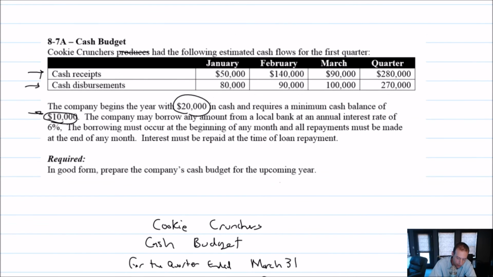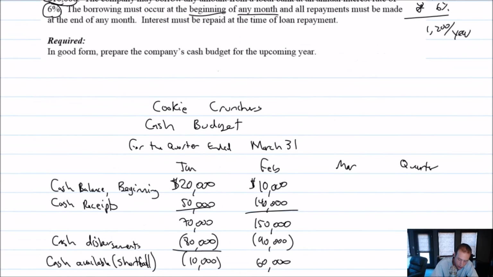Well, let's see. $20,000 was the amount we borrowed. 6% is the interest rate. So that's $1,200 in interest per year. But we didn't borrow the money for the year. How long did we borrow it for? Well, let's see. It says the borrowing must occur at the beginning of any month. So the beginning, and we borrowed in January.